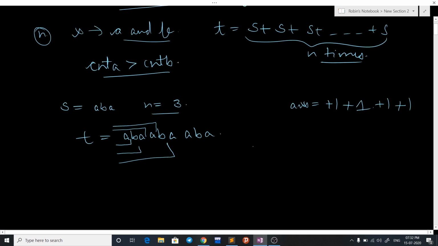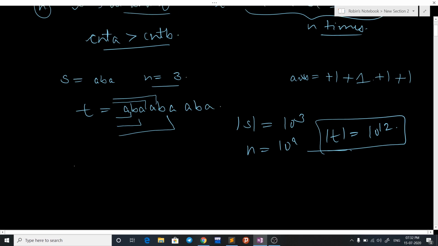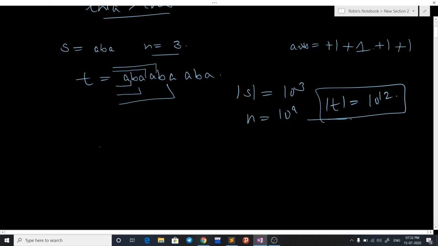But in the problem we are given the length of string s up to 10 raised to power 3 and n up to 10 raised to power 9. So length of t can become up to 10 raised to power 12, which is not at all optimal. So we have to apply some other way so that we don't have to do this many calculations. So what we can do here is, we can see 3 cases here.